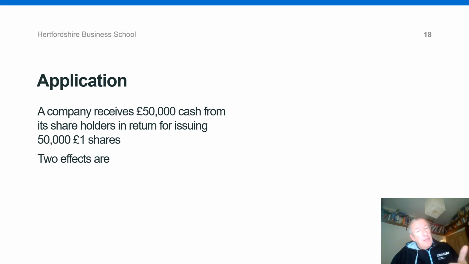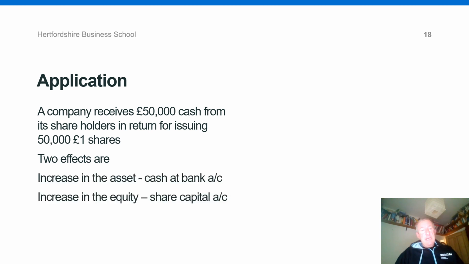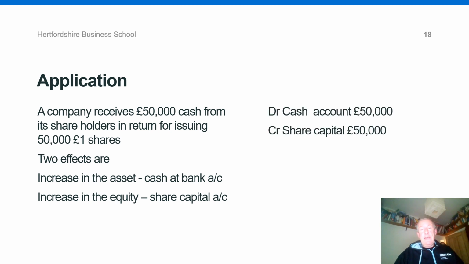And what we've got is we've issued equity. We've got more resources from the owners. So the duality is that we increase the asset, increase bank, increase the equity, specifically share capital. Then we apply our debit and credit rules, and assets are debits. So we're debiting the asset, and we are crediting the share capital, £50,000.